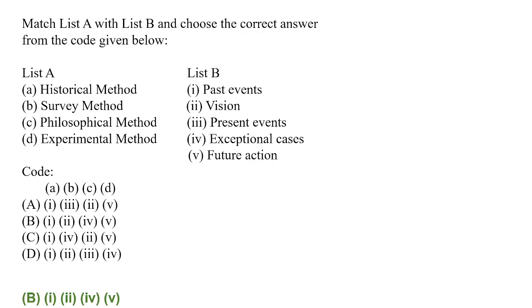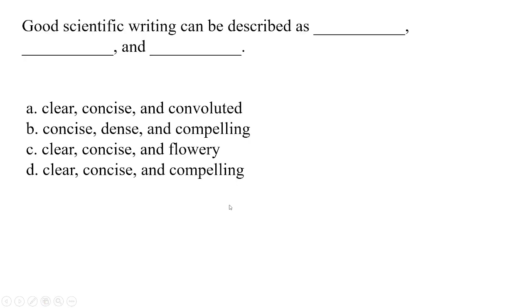Philosophical method can be exceptional cases, and the experimental method is future action. How do you plan to move ahead with the experiments and stuff? So the question doesn't fall exactly under scientific communication, sorry, but I think this is the most appropriate option out of these four. So moving on to the next question.